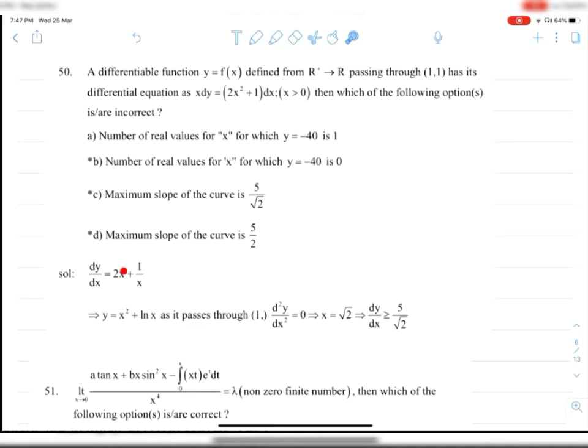Y is equal to integral 2x dx, which is x square, plus integral 1 by x dx, which is ln mod x. But because x is greater than 0, I can simply write ln x. One thing we can observe: 2x plus 1 by x is always greater than 0. Hence the function is always increasing, as it passes through (1, 1).